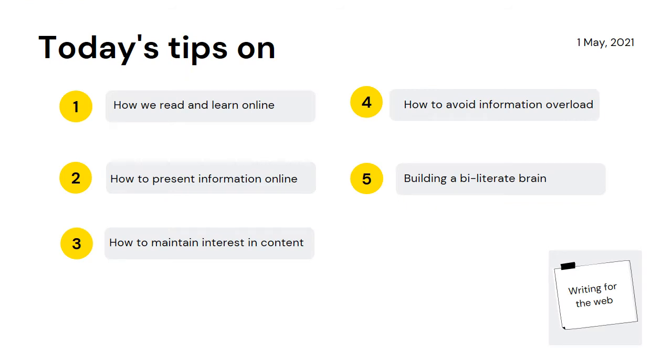First of all, some information on how we read and learn online. 2, how to present information online. 3, how to maintain interest in content. 4, how to avoid information overload. And finally, building a biliterate brain. All these tips will build your knowledge on how to write for the web.